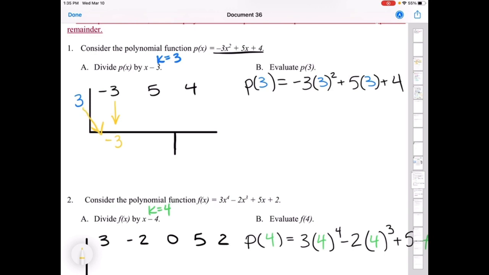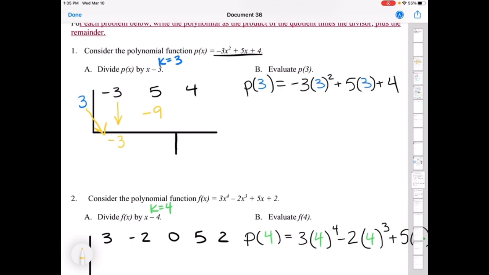Then multiply by my k value. So negative 3 times 3 is negative 9. If I add negative 9 and 5, I get negative 4. And then if I multiply again by k, which is 3, negative 4 times 3 is negative 12. So I get a negative 8 as my remainder.